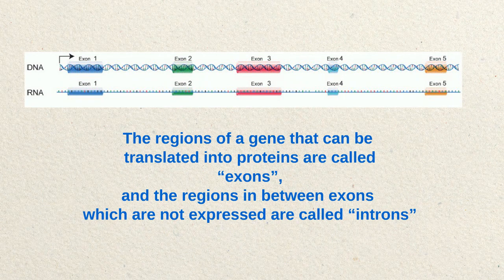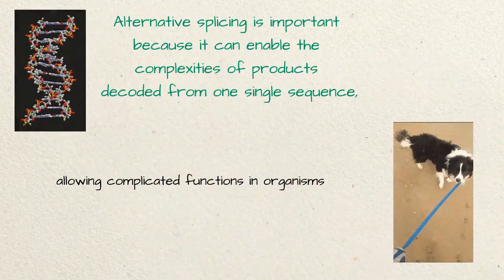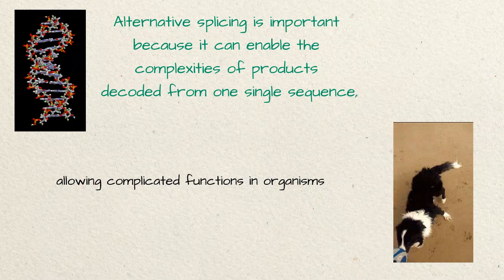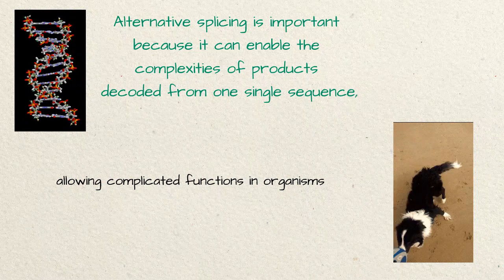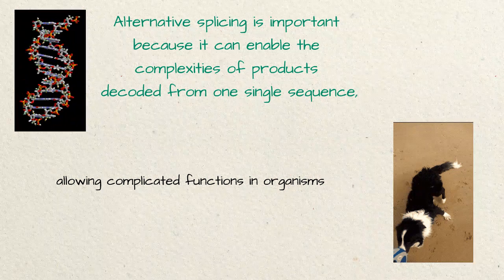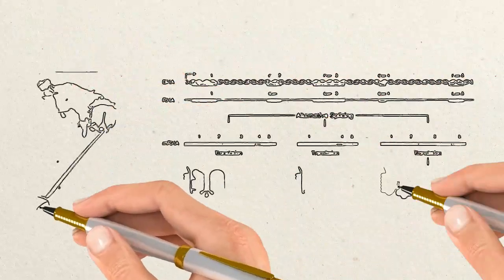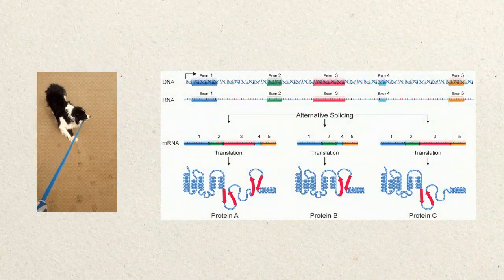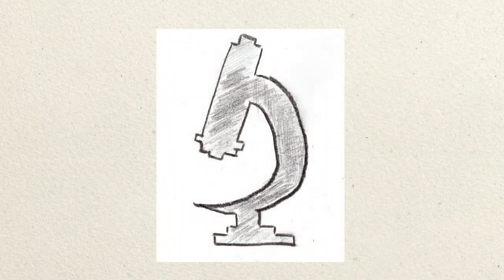Alternative splicing is important because it can enable the complexities of products decoded from one single gene, allowing complicated functions in organisms. So, alternative splicing makes various forms of proteins with different functions from a single gene, and PCR is currently a reliable way to validate the data. We can't be as romantic as poets to assert a conclusion without rigorous evidence, and that's why data validation is such a big deal.